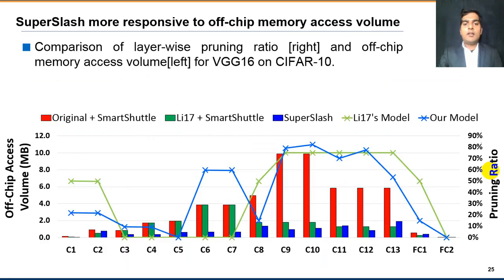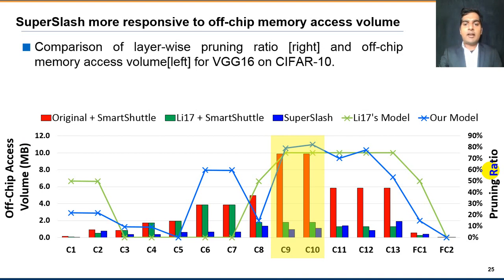art. For further insights in this figure, we plot the layer-wise off-chip access volume as bar plots on the left y-axis and pruning ratios as line plots on the right y-axis. It can be observed that SuperSlash applied a greater pruning ratio to the layers that have higher off-chip access volume. For example, layer 9 and 10 have the highest off-chip access volume.